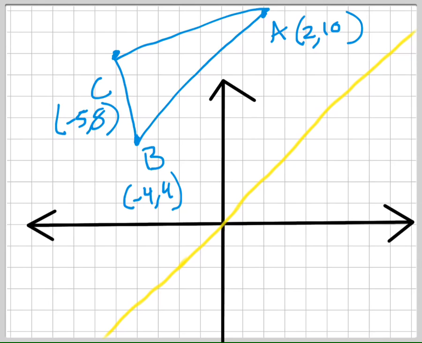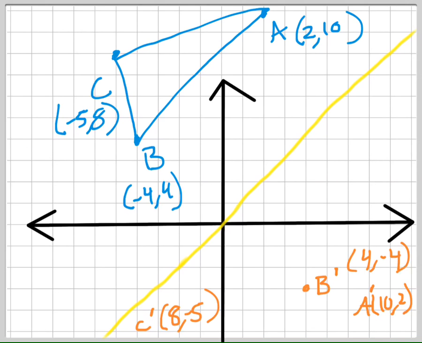So B prime is going to be at 4, -4. A prime is going to be at 10, 2. And C prime is going to be at 8, -5. I'm out of room, so I'm not going to draw it. But those would be your coordinates, right? The rule for the line y equals x is they just flip spots. The x become the y's, the y become the x. So these should be your new coordinates you want to have down.